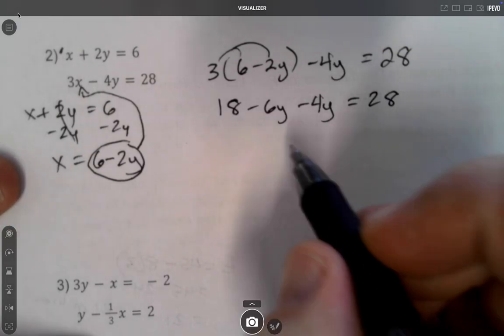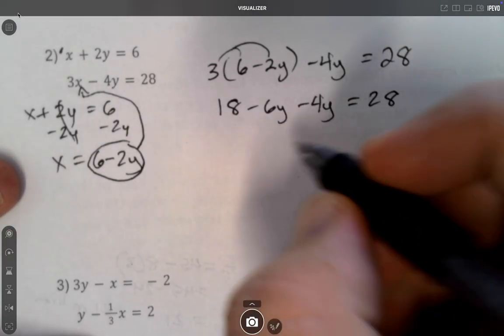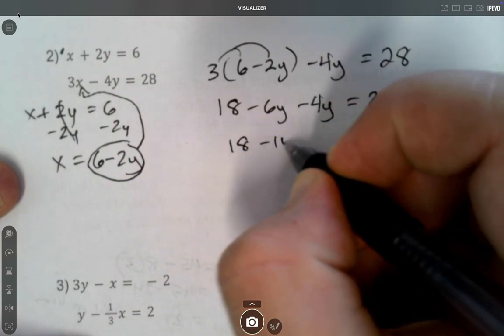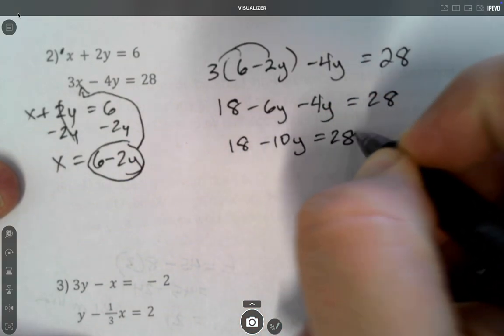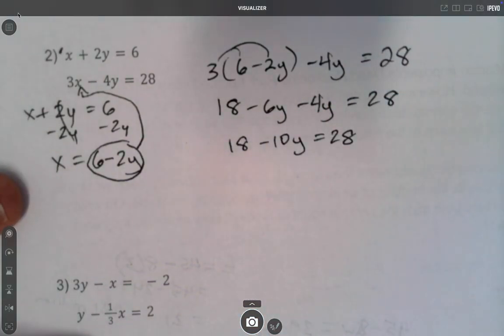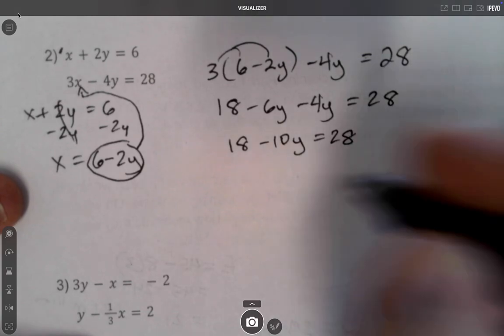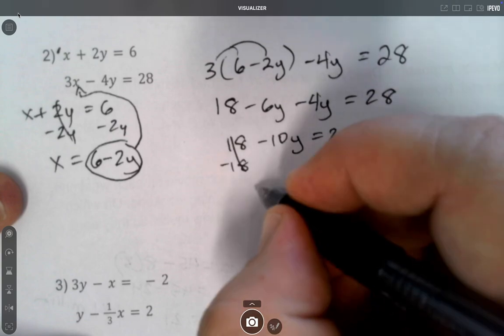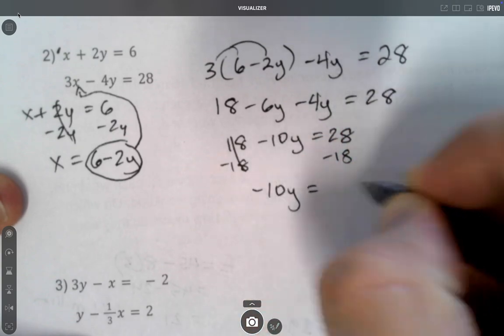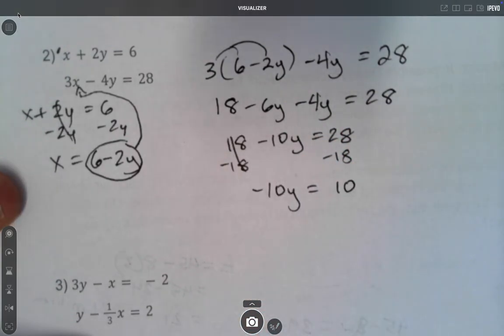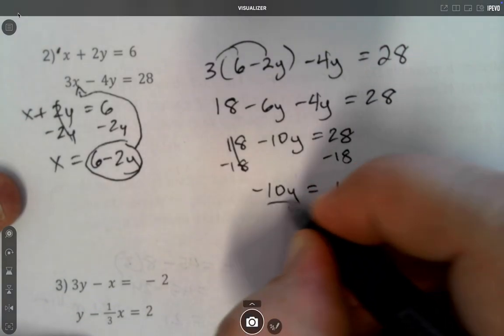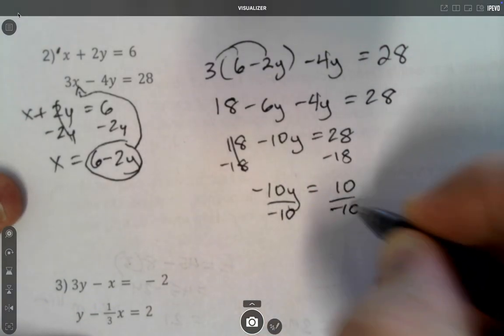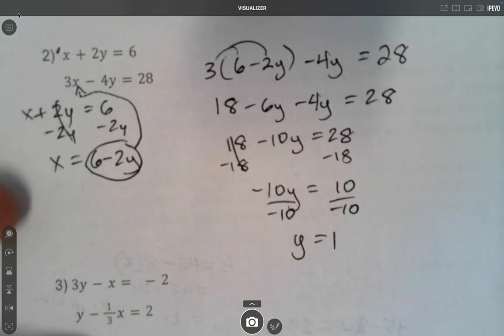I can combine like terms. Negative 6y minus 4y is negative 10y. Then I can subtract 18 from both sides to get the term with the y by itself. And finally, I can divide by negative 10 on both sides to get that y equals 1.